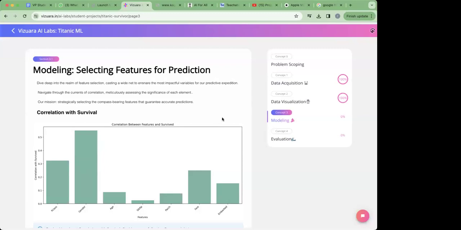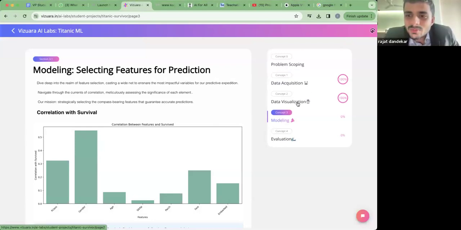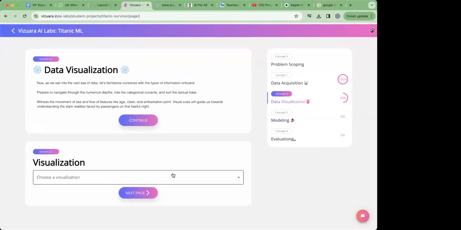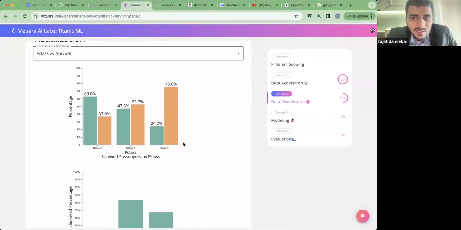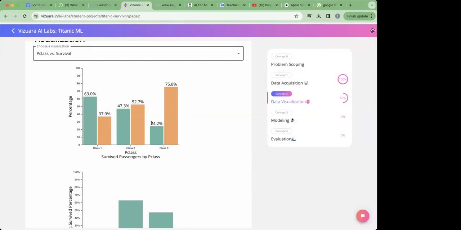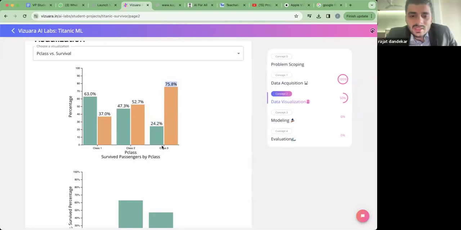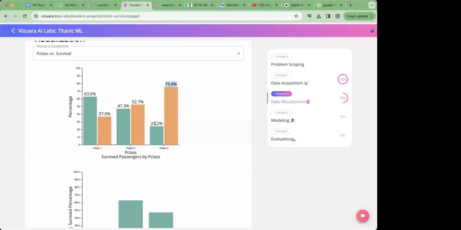Sir, just one minute on the previous graph. Which one? The previous one? Yes, that 63% was surviving, class 1. Okay, P class, yes, this one. In class 3, it is 75.8% surviving percentage of female. Then what is this one? Actually, the orange one is the people who have not survived. So you can see that they always add up to 100, these two. Green is the surviving percentage, and orange is not surviving. Okay, sir. Thank you.